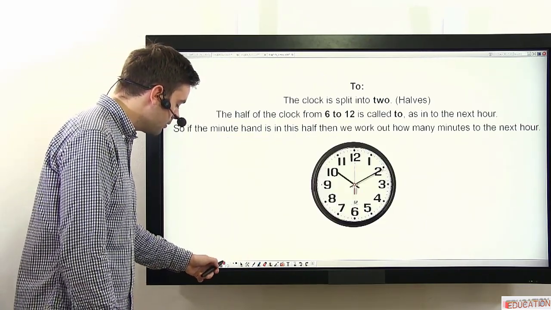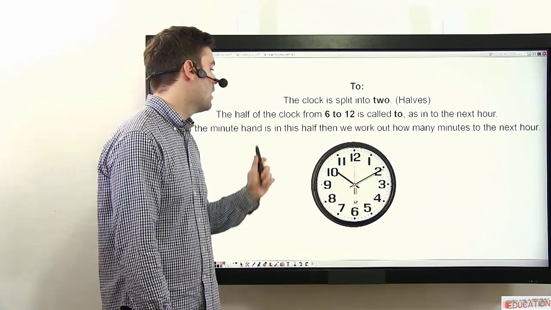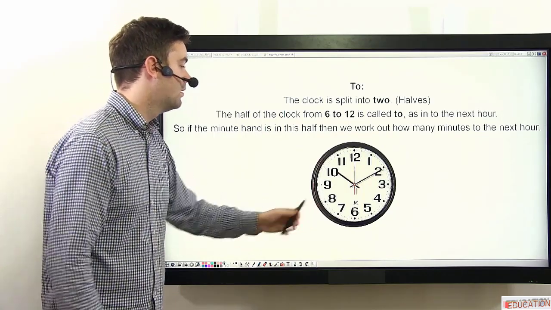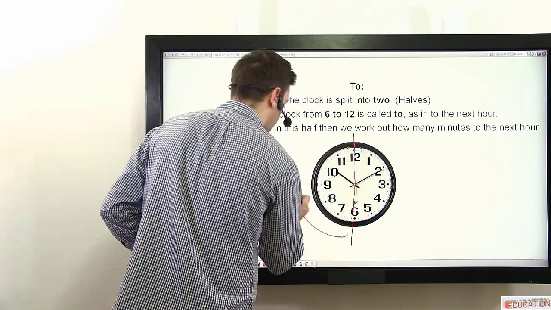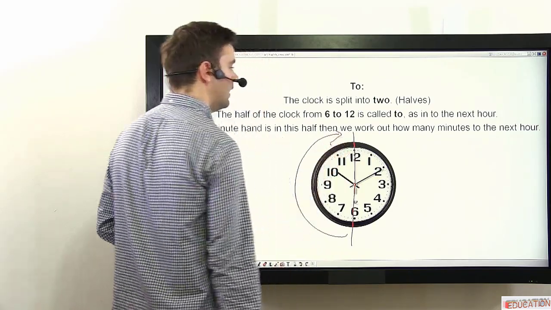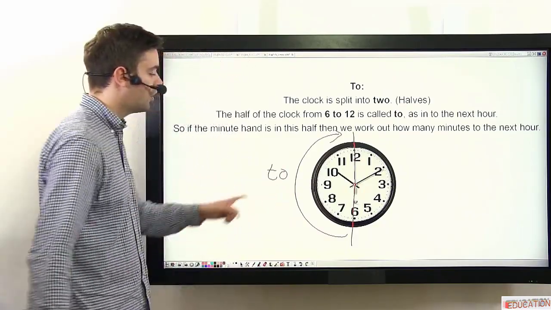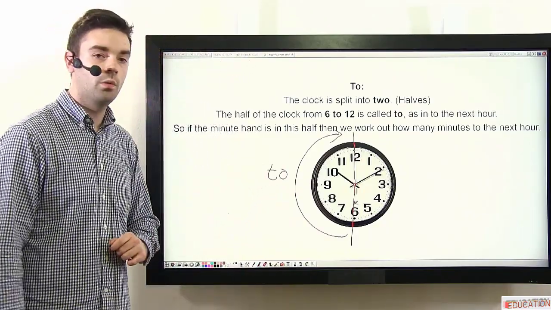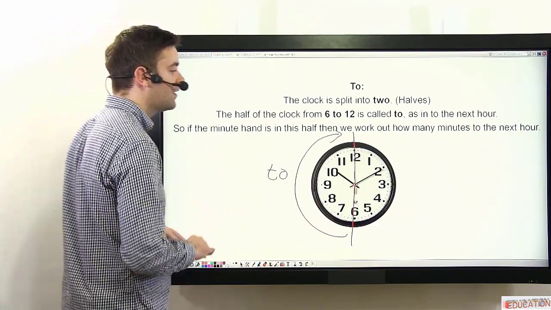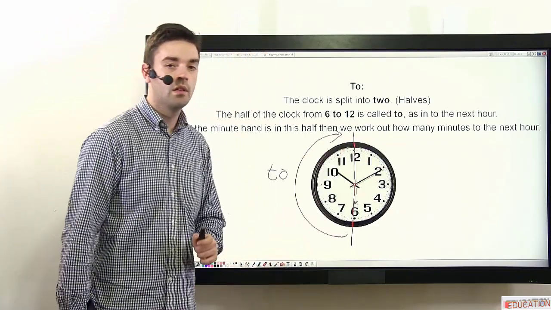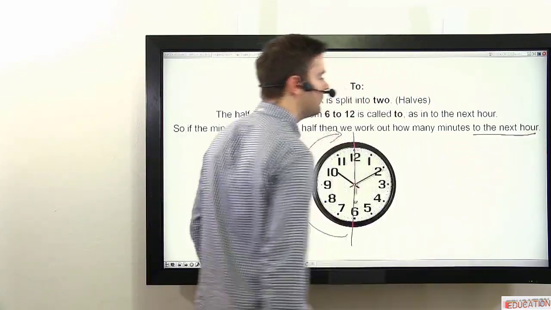So remember, the clock is split into two halves. The half of the clock from 6 to 12 is called "to", as in to the next hour. So if the minute hand is in this half, then we work out how many minutes to the next hour.